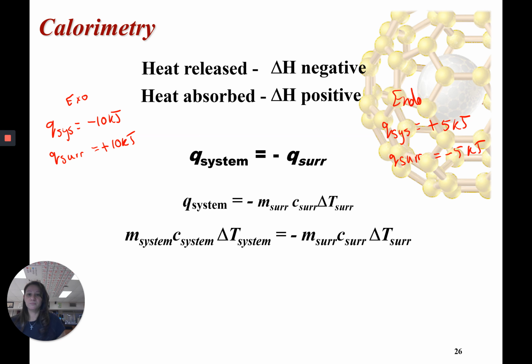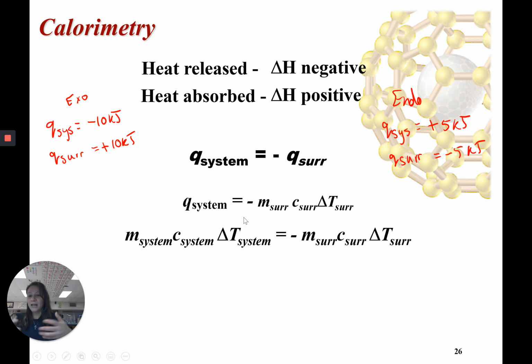You could also say, well, Q of system is MC delta T of the system. Q of surroundings is MC delta T of surroundings. So if Q of system is equal to negative Q of surroundings, then MC delta T of the system is equal to negative MC delta T of the surroundings. We would use this if we're trying to solve for the mass of the system or the C of the system, or one of the temperatures or something like that.